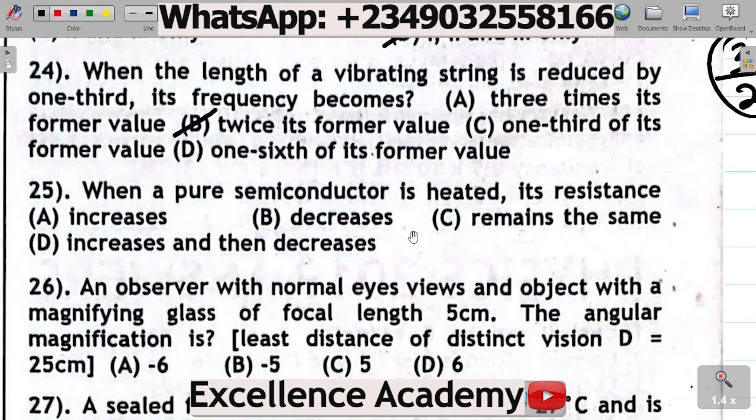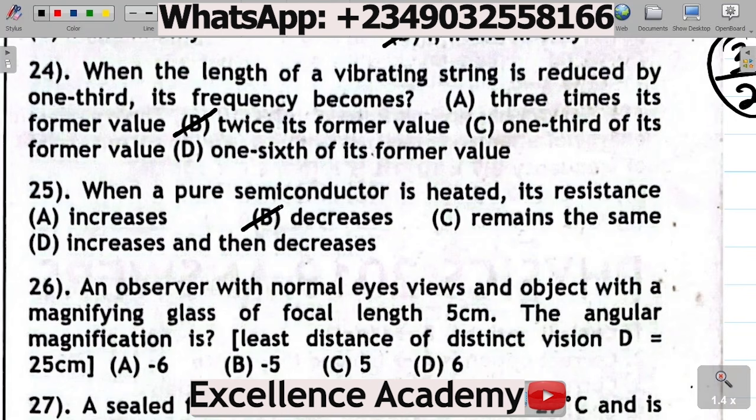Let's move on again. Question number 25 says, when a pure semiconductor is heated, its resistance: A, increases; B, decreases; C, remains the same; D, increases and then decreases. For question number 25, the correct answer there is B, it decreases.